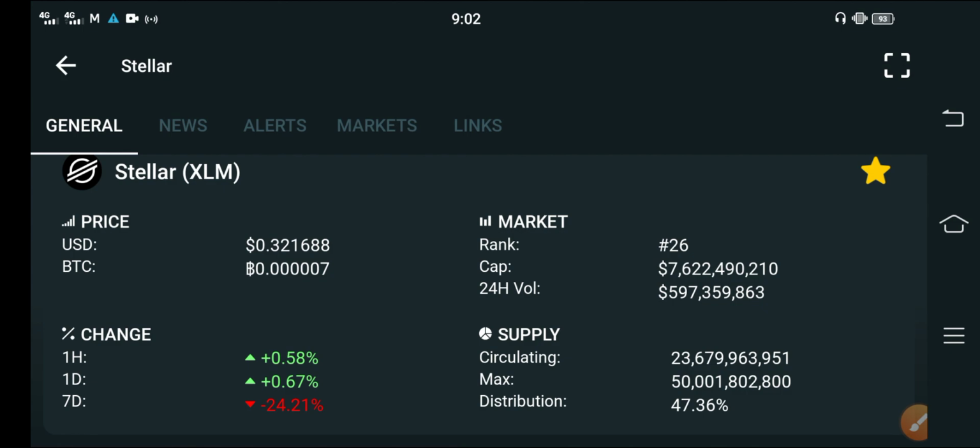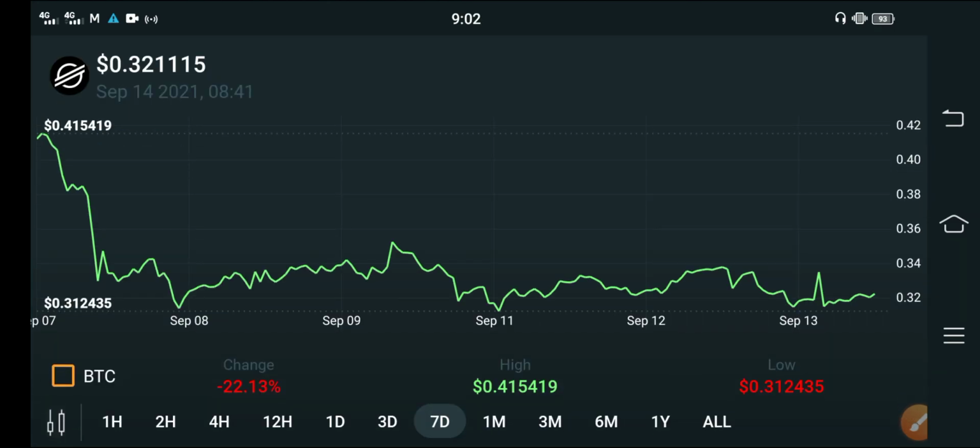Guys, Stellar XLM is trending on Android. A lot of people are investing in Stellar XLM. Now, guys, let me show you the price chart and the price updates of Stellar XLM, and let's make a prediction about XLM.